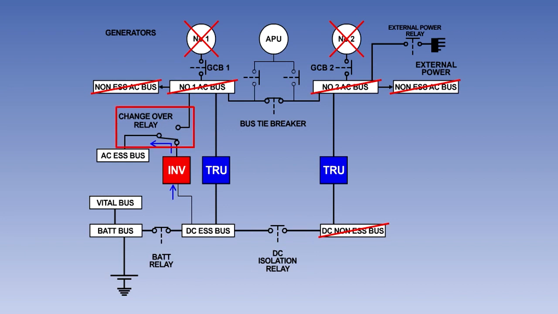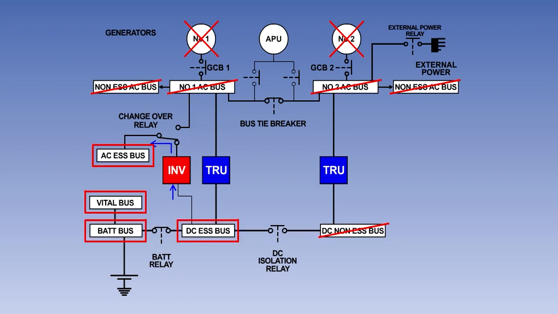Finally, the changeover relay contacts will move over, allowing the static inverter, supplied by the battery, to power the AC essential bus bar. The only bus bars that will now be powered are the AC essential bus bar, the DC essential bus bar, the battery bus bar, and the vital bus bar. Depending on the fault, it may be possible to start the APU and use its generator to recover the lost bus bars.